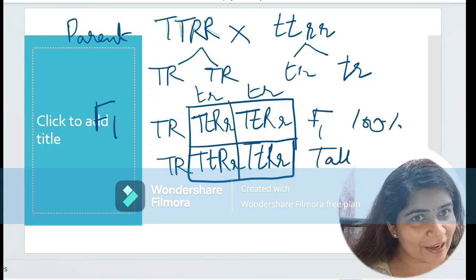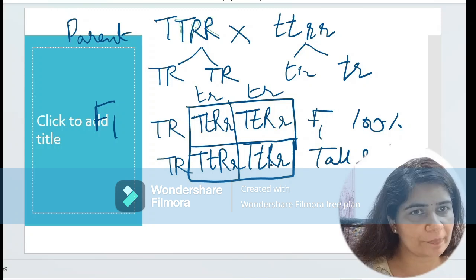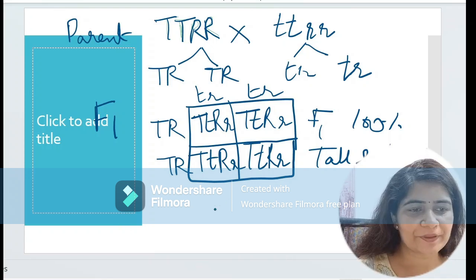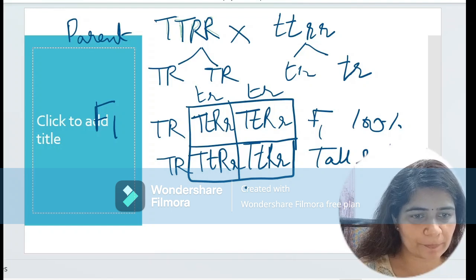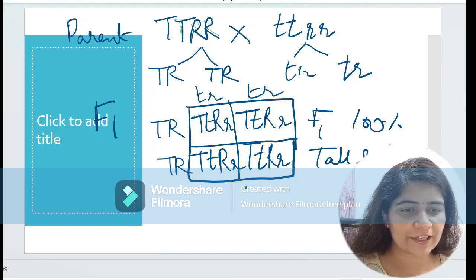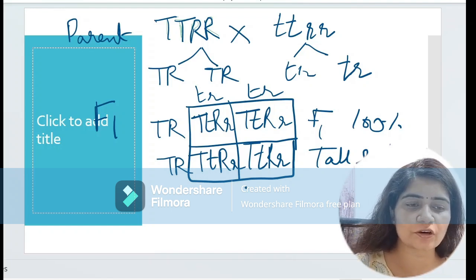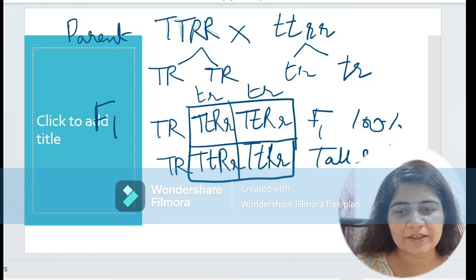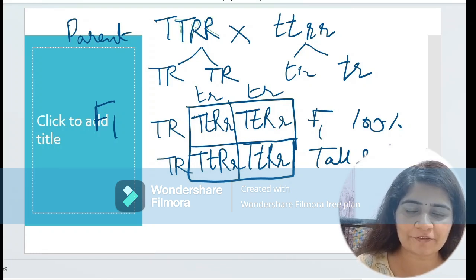Same way for the dihybrid cross also, we have both. The F1 generation has 100% dominant appearance. In the monohybrid it was tall, and here we have both the dominant genes appearing, for example, tall and round. So all the four are 100% capital T small t, capital R small r.